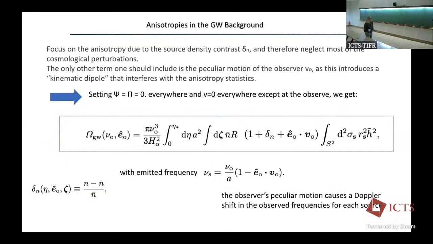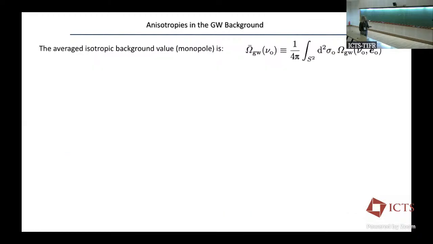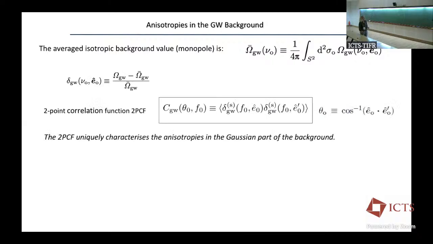Now, I'm going to consider only the anisotropies due to the anisotropic distribution of the sources, but I'm going to consider as well the kinematic dipole, because this is important, and as you have seen, it plays an important role in the calculation at the end. So this is the corresponding term that you are going to have for the energy density of gravitational waves. Then I do the standard thing that everybody has been doing for the CMB. This is the total isotropic background, and this is the anisotropic distribution of the omega GW.